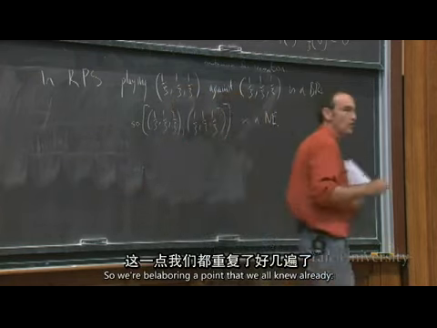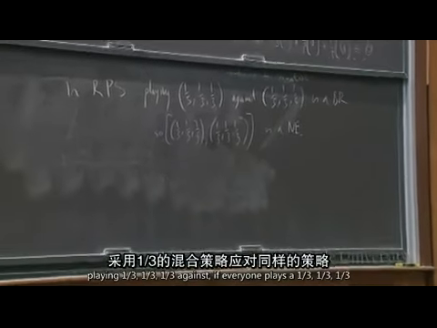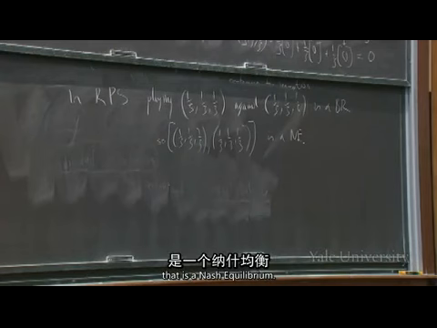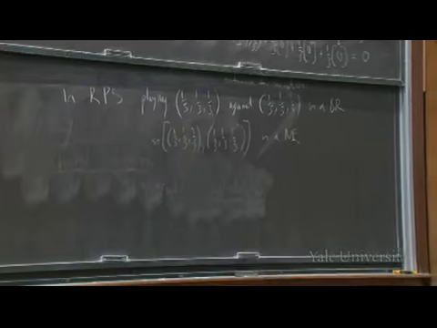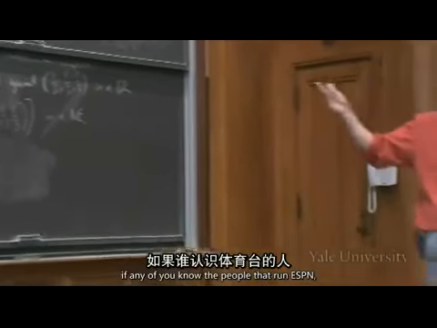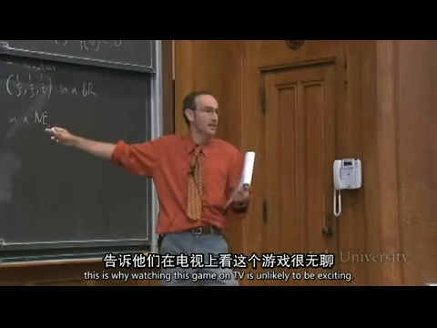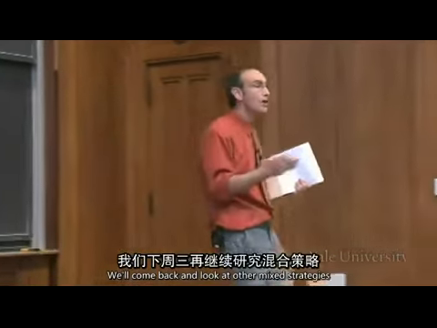So we're belaboring a point that we all knew already. If everyone plays a third, a third, a third, that is a Nash equilibrium. It's a little harder to show, but it's true that that's the only equilibrium in the game. And before you go, if any of you know the people who run ESPN, this is why watching this game on TV is unlikely to be exciting. All right? We'll come back and look at other mixed strategies and more interesting games on Wednesday.